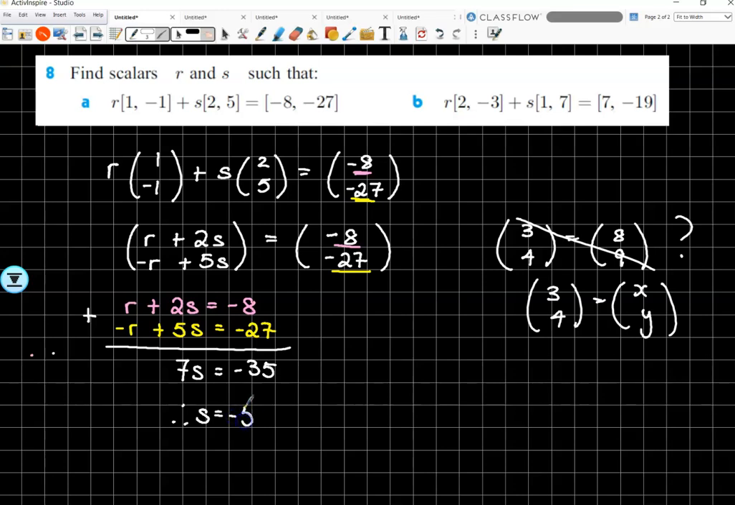That's great. How does that help me find r? Right, sub it back in. Excellent. So r plus 2 times minus 5 is minus 10 equals minus 8. So therefore r must be 2. So Matt is saying, we'll say that again, I just removed the brackets and put in an extra equals.